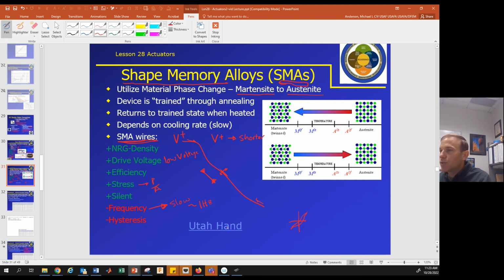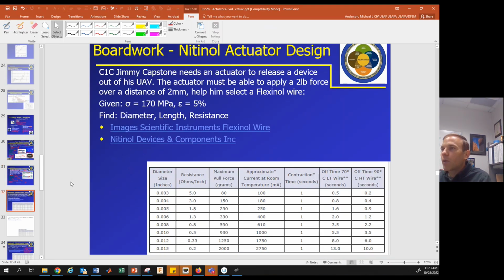This link takes you to an example of using shape memory alloys in a project. Okay, but I don't want to do that right now. Instead, I want to show you, here's an example homework problem. So Jimmy Capstone needs an actuator to release a device on his UAV. Actuator must be able to apply a 2-pound force, and it needs to have a range of motion of 2 millimeters. Help him select a Flexinol wire.